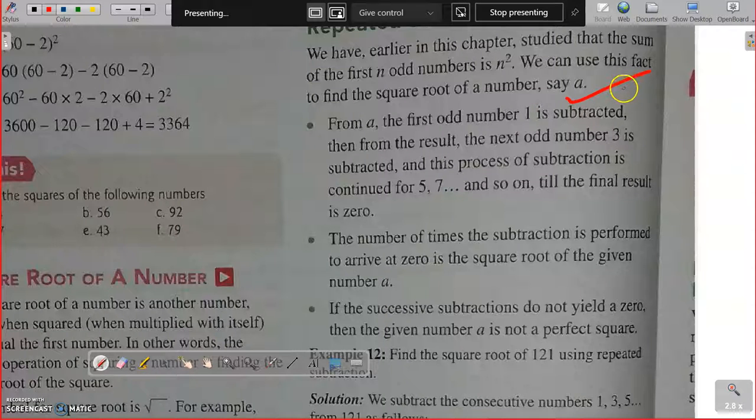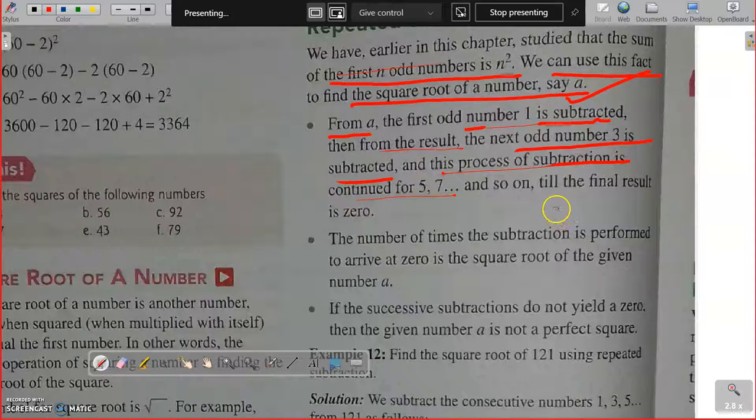Further we will come to other processes also, the prime factorization process too. The same process has been described over here. Earlier in this chapter we studied that the sum of first n odd numbers is n square. We can use this fact to find the square root of a number, say a. From a, the first odd number 1 is subtracted, then from the result the next odd number 3 is subtracted, and this process continues with 5, 7, 9, 11, until the final result is 0.